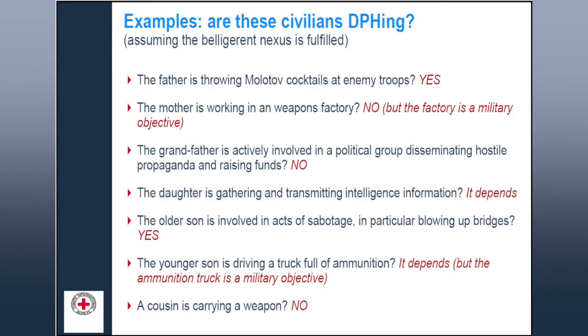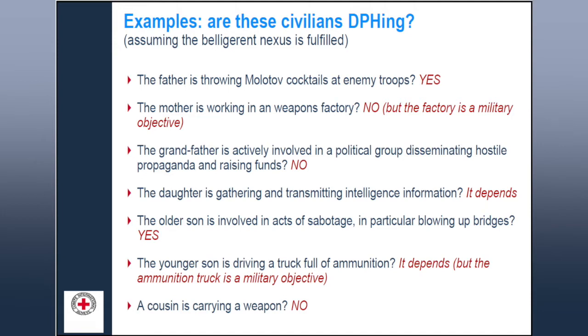The father who is throwing Molotov cocktails, he's directly participating in hostilities. It's a very strange family, but the mother working in a weapons factory is not directly participating in hostility because that's not causing direct harm, but the factory, of course, is a military objective, the weapons that are created, but that's another question. Being involved in propaganda, dissemination, or raising funds is not directly participating in hostilities. It's supporting the war effort, but it's not a direct part in hostility.